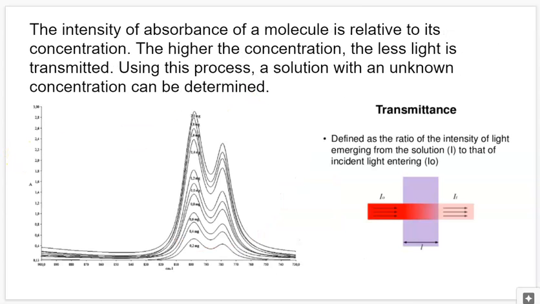The intensity of absorbance is usually relative to the concentration, because the higher the concentration, the less light is transmitted. If you think about the light passing through a sample here, the more stuff there is within the path of the light, the more chances there are for the light to interact with the sample. So the more particles there are, the higher the absorbance is going to be, and the lower the transmittance is going to be. And we can end up getting something like this.